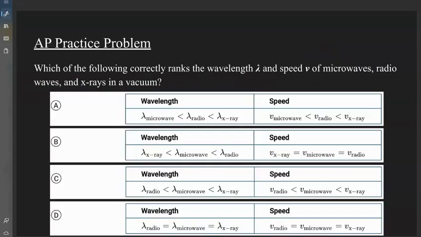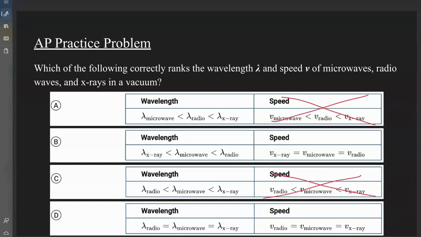Last practice problem. Go ahead and pause the video, read this question, try it out. Which of the following correctly ranks the wavelength and speed of microwaves, radio waves, and X-rays in a vacuum? Well, speed of light, it doesn't matter what kind of light it is. It matters that it is light. And microwaves, X-rays, and radio waves, those are all light. They're all electromagnetic radiation, so they all have to be at the same speed. So all of a sudden we can cross out these two because they have to be at the same speed.